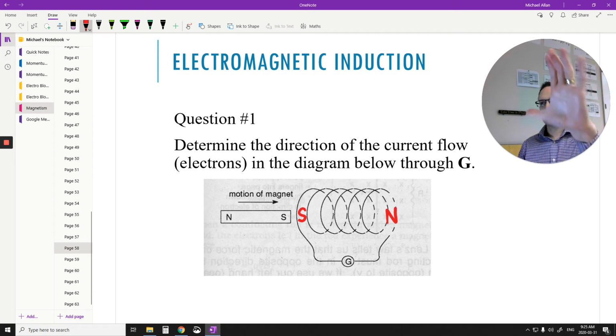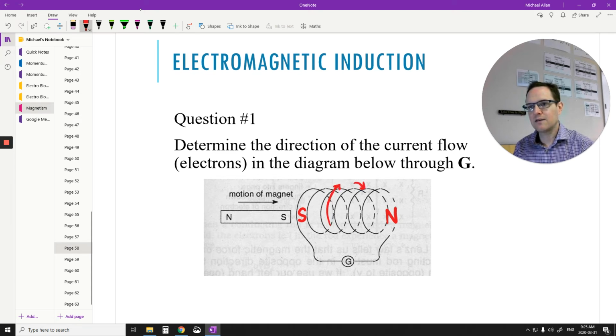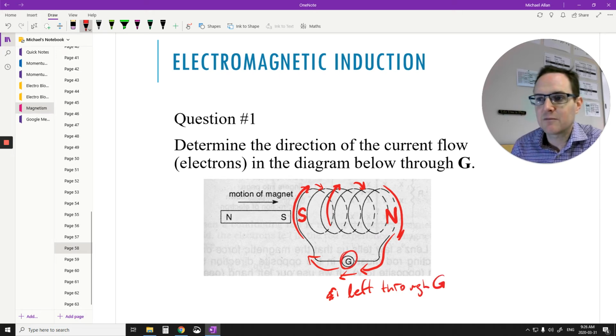So I'm going to use my hand rule. I'm going to put my thumb in the direction of the north. It's going to wrap around, so up the front and then down the back. So if I follow my little current, it's going to travel to the left, through G. And G could be anything. It could be a light bulb. It could be an ammeter, a galvanometer again. Just could be anything that would allow current to flow through it.